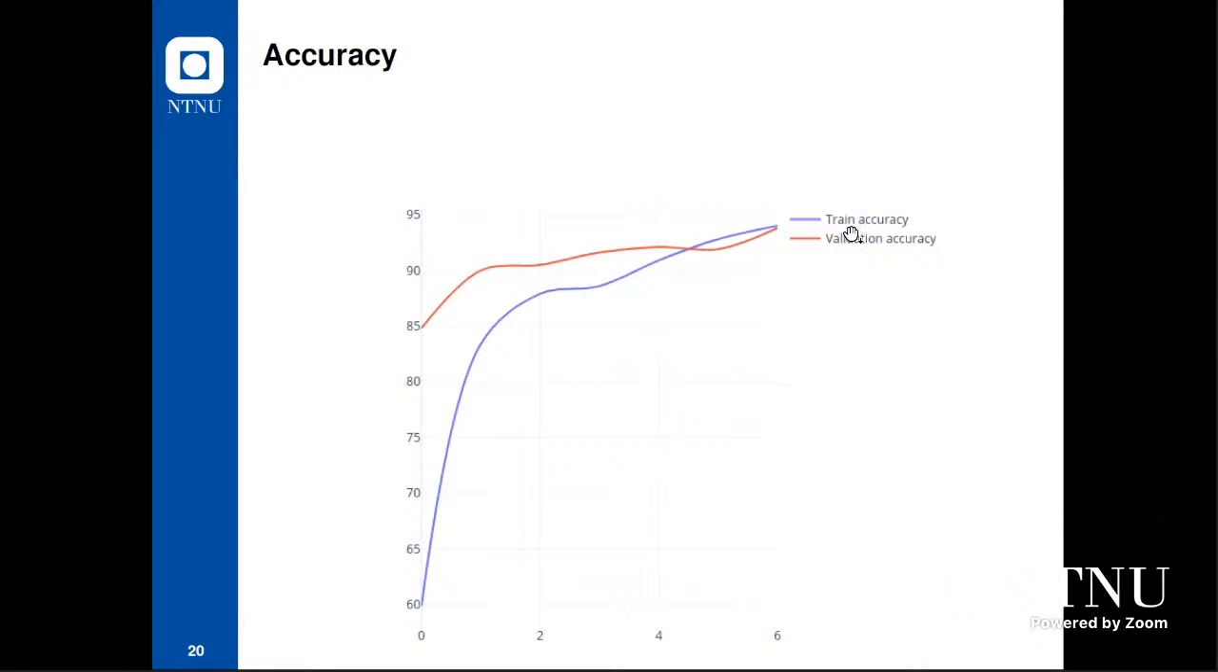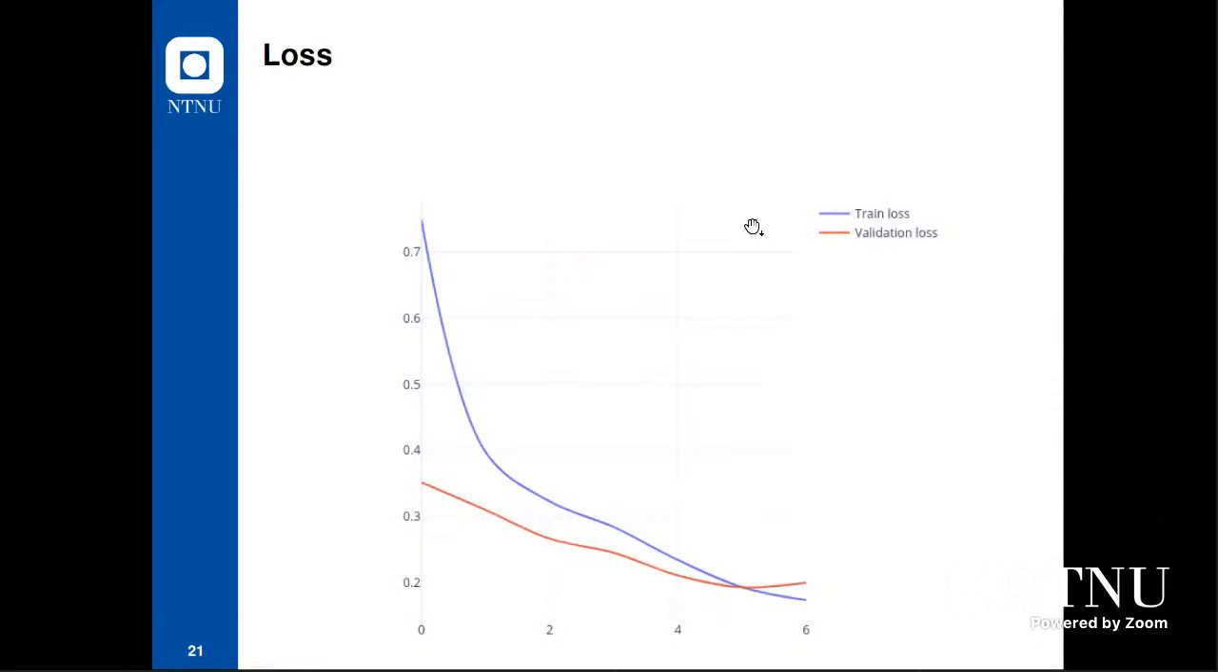This is the accuracy graph, accuracy plot. As you can see, I have applied early stopping on the loss, of course. So when I see that the loss starts increasing here, I stop the training process. So the patience of the early stopping in this case is 0.